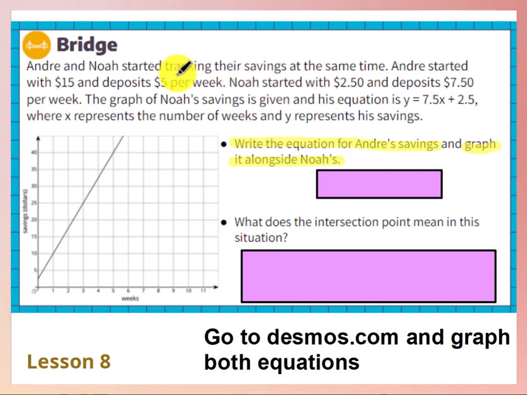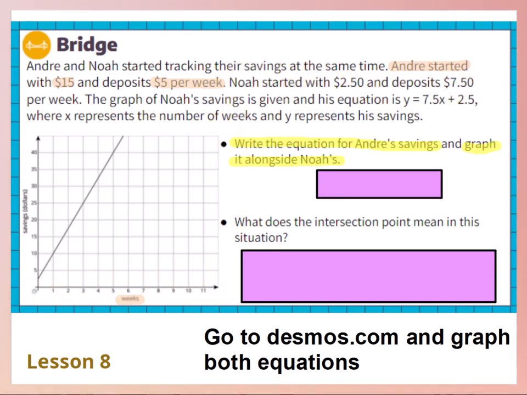Andre started with $15 and he deposits $5 per week. Per typically means multiply. We don't know how many weeks. That can vary. That's going to be our variable. I would call it W. On the graph, I would call it X because time is always our X value. Week, time. And we're counting by ones. 1 week, 2 weeks, 3 weeks, 4 weeks, and so forth.